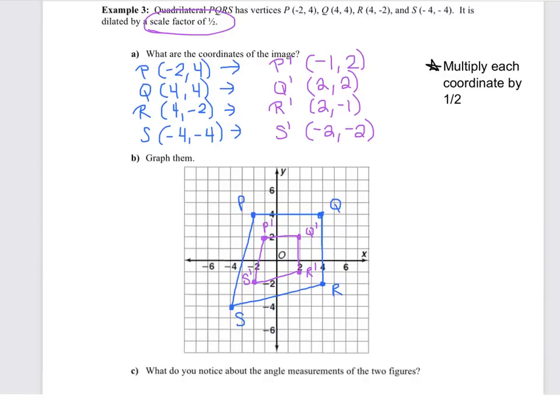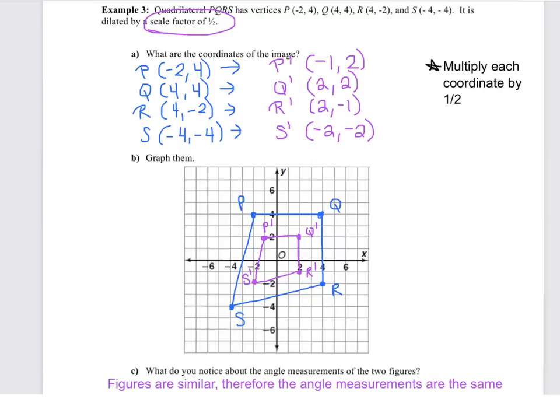What do you notice about the angle measurements of the two figures? Well, let's look at these two figures. What do you notice here? They are similar. And we have similar figures. Our angle measurements are the same. So since our figures are similar, therefore the angle measurements are the same.